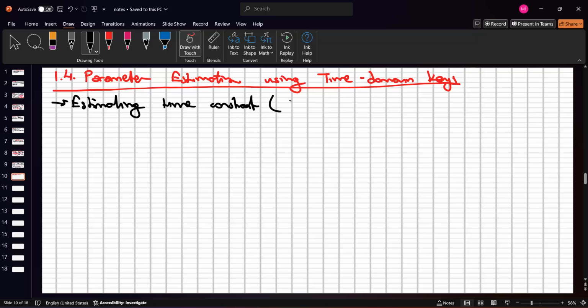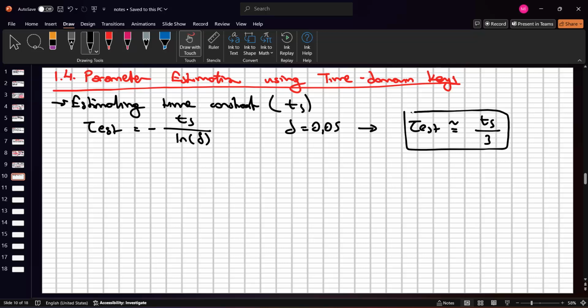The estimated time constant based on the settling time TS: tau estimated is equal to minus TS over Ln delta value. Okay, and so a delta of 0.05, a 5% error, can permit us to find the TS value in here. For example, if you put this delta value into the Ln form, the tau estimated value is close to TS divided by 3. Okay, and so this is obtained from the graph or measured data.